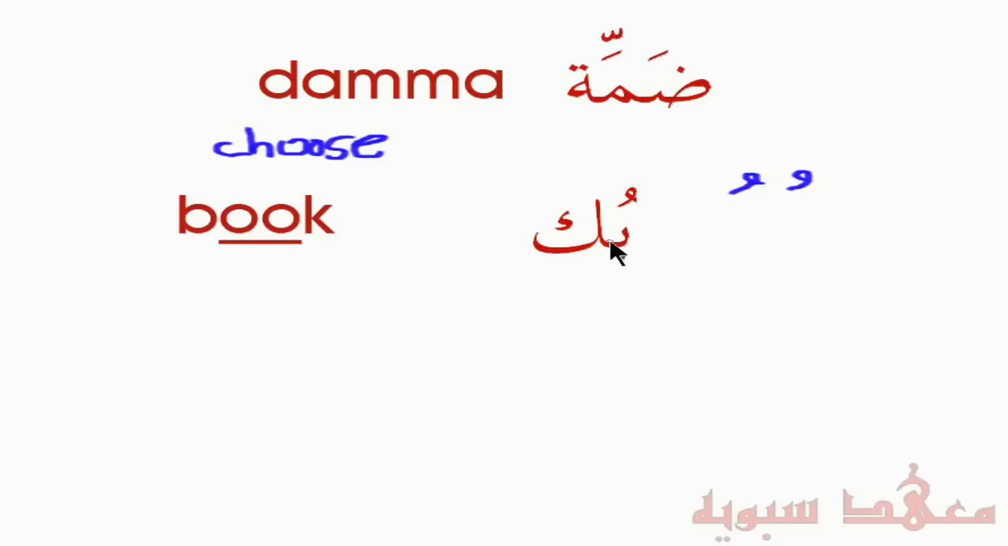We have here the ba with a damma, followed by the kaf, which has the K sound. So here it's pronounced as book. This letter alone with the damma would be bu. Similarly, we have the word in English put. There's a u sound that represents the sound that a damma makes.